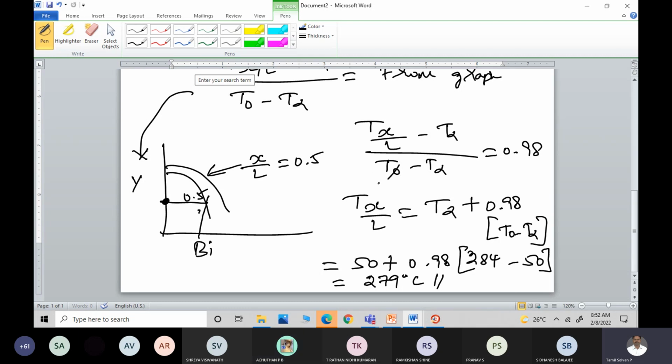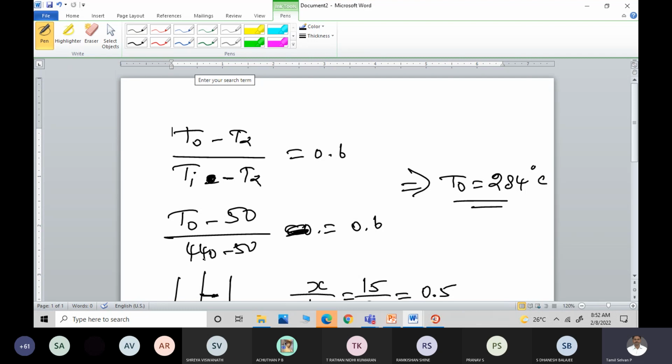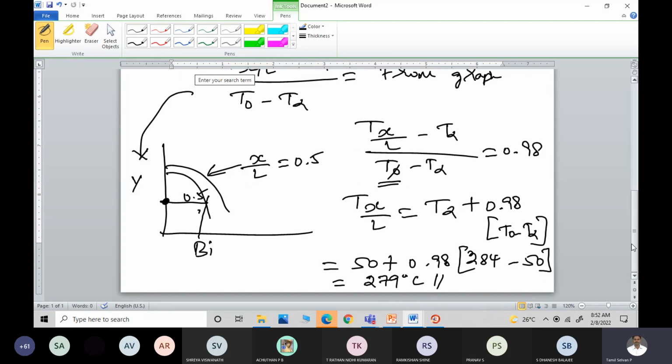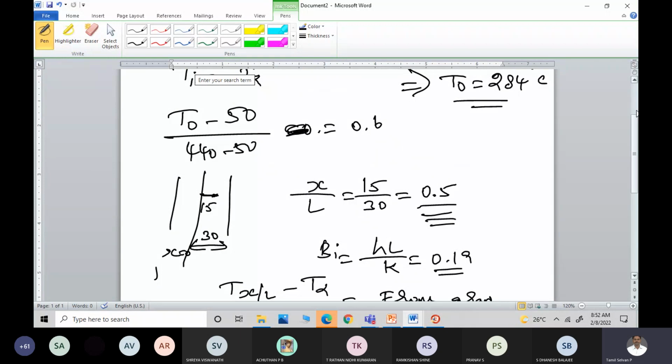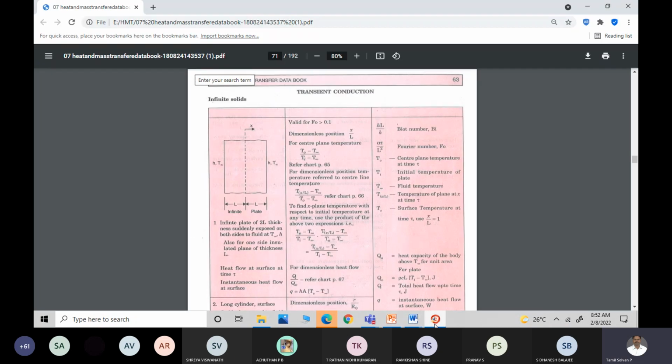Now we have T naught. In this expression we substitute T naught, whereas here we substitute Ti, which is nothing but the initial temperature, 440. After getting T naught, we have to find T at x by L, which is 279. T naught is the center plane temperature, and we have got this answer.